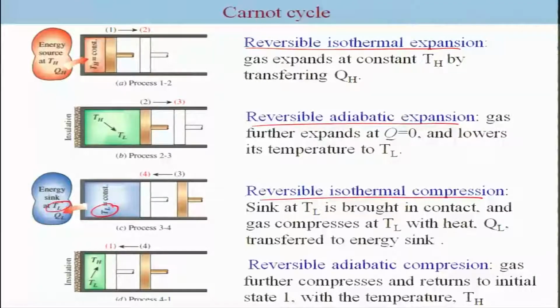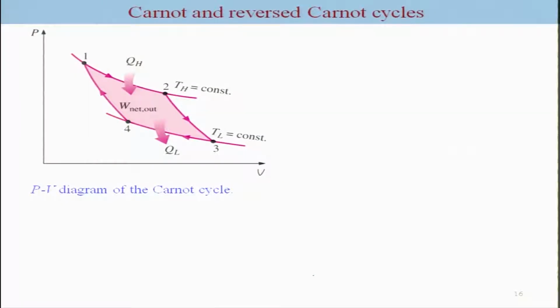So, this is a reversible isothermal compression, followed by insulation, that means a reversible adiabatic compression, which further heats up the temperature from TL to TH. So, these 4 paths complete the cycle, and this can be pictorially represented in this form: from 1 to 2 isothermal expansion, 2 to 3 adiabatic expansion, 3 to 4 isothermal compression, and adiabatic compression 4 to 1.